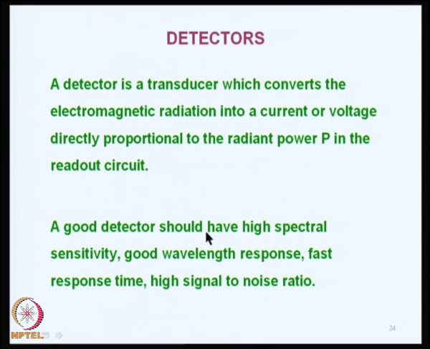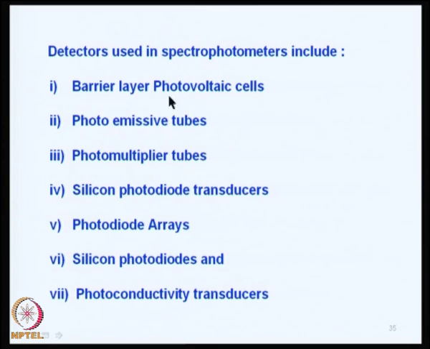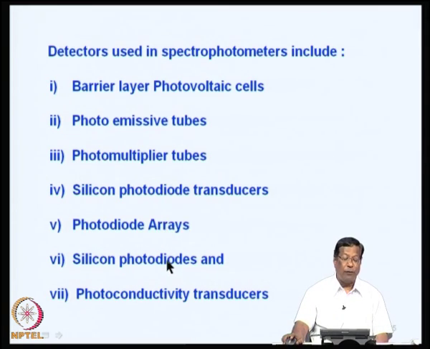And what are the qualities of a good detector? A good detector should have high spectral sensitivity, good wavelength response, fast response time, and high signal to noise ratio. There are a number of detectors used in spectrophotometers. These include barrier layer photovoltaic cells, photoemissive tubes, photomultiplier tubes, silicon photodiode transducers, photodiode arrays, silicon photodiodes, and photoconductivity transducers. In spectrophotometers, mainly barrier layer, photoemissive, photomultiplier tube, and photodiode arrays are very useful, and we will discuss the construction and operation of these in the next class.